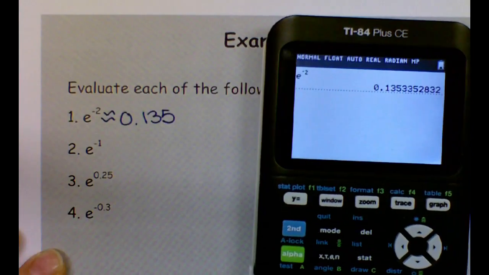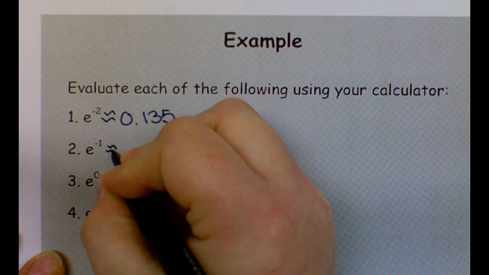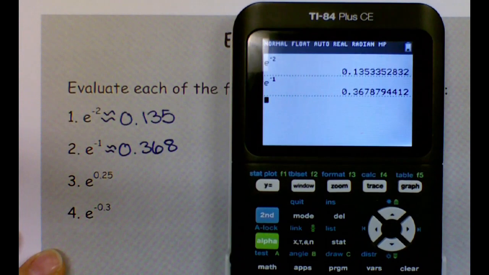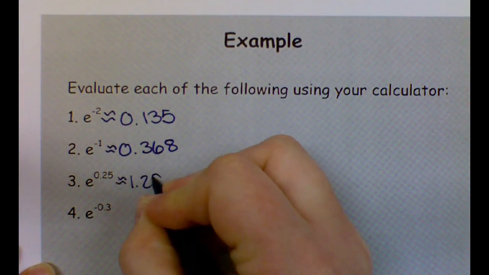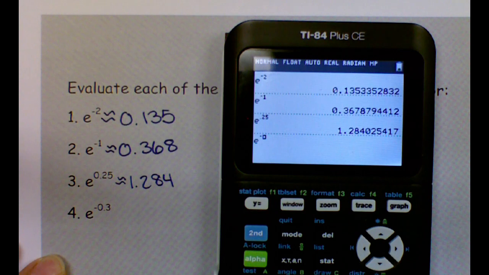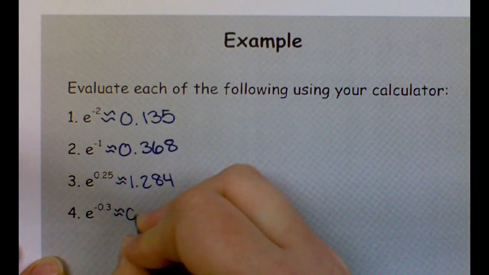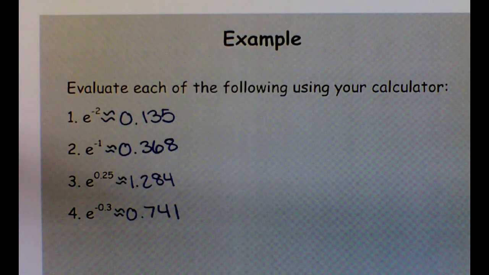So let's try e to the -1st power. E to the -1, 0.368. E to the 0.25 power, 0.25, 1.284, and e to the -0.3. Oof. 0.741. It works just like all the other numbers. We just have to hit a fancy key to get there.